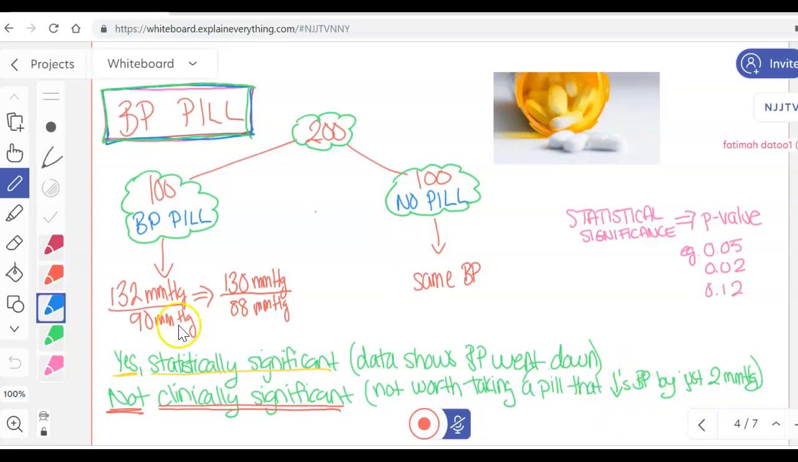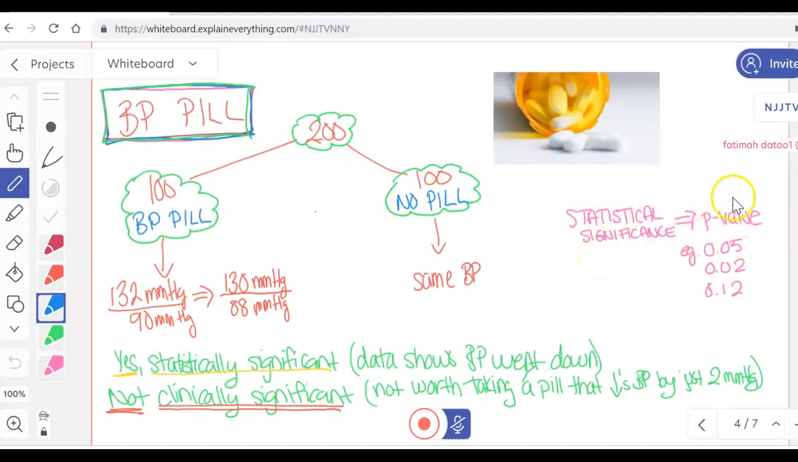That's nothing. I want to see from 132, I want it to go down to 125 maybe. I want a significant decrease, not something that decreases ever so slightly. So when we say statistically significant, what we refer to is something called p-value, and I'll discuss this more in the next lecture. But p-value is a term that's used interchangeably with statistical significance.